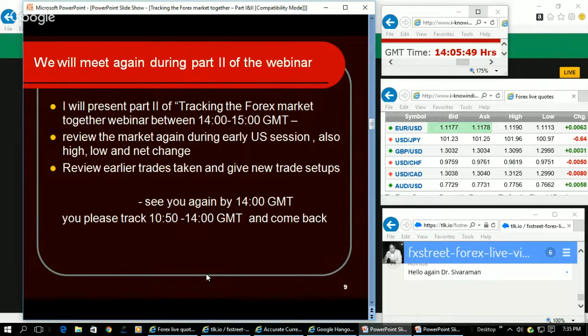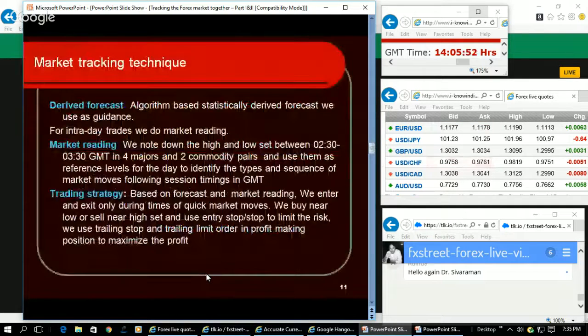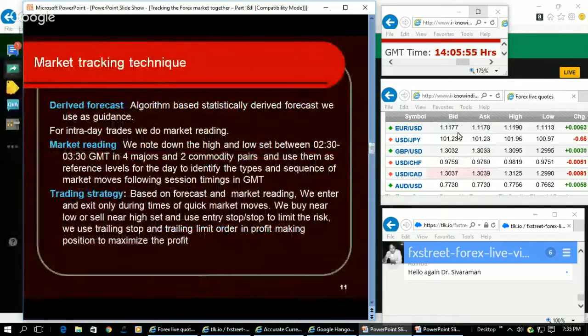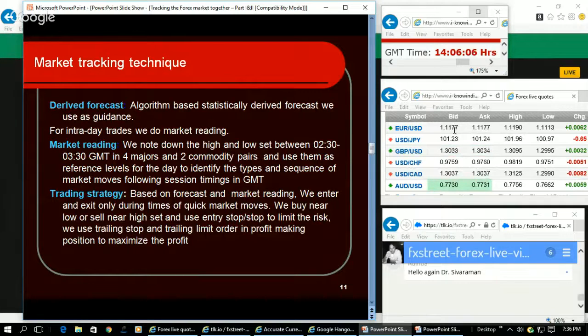So we will just review the market again during the US session. During the US session, you can see that Euro went up to 101.90 towards the close of the European session, and then subsequently made a small dip during the start of the US session. And our trading strategy is to wait for 30 minutes from the start of the session. If they have not breached the initial high or initial low, near the high we'll take a sell position, and near the low we'll take a buy position.